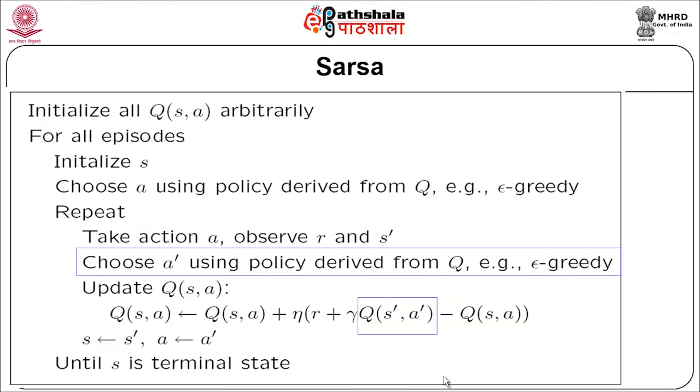The modified algorithm has the initial part the same. So, initialize all Q of S comma A arbitrarily. For all episodes you initialize S, choose the action using a policy derived from Q, that is using the epsilon greedy policy. Take action A, observe R and S dash. Now, you choose an A dash using a policy derived from Q. Again you choose an A dash and then update. So, here you are choosing an A dash appropriately using the epsilon greedy, so there also you are bringing in the exploration. Remember, epsilon greedy was for the exploration exploitation problem, and then now you put S equal to S dash and A equal to A dash till you reach the terminal state.